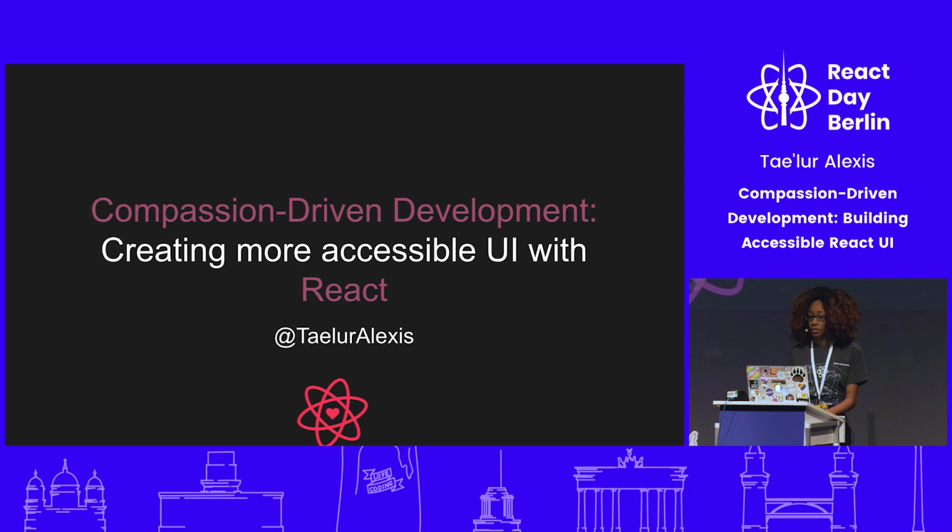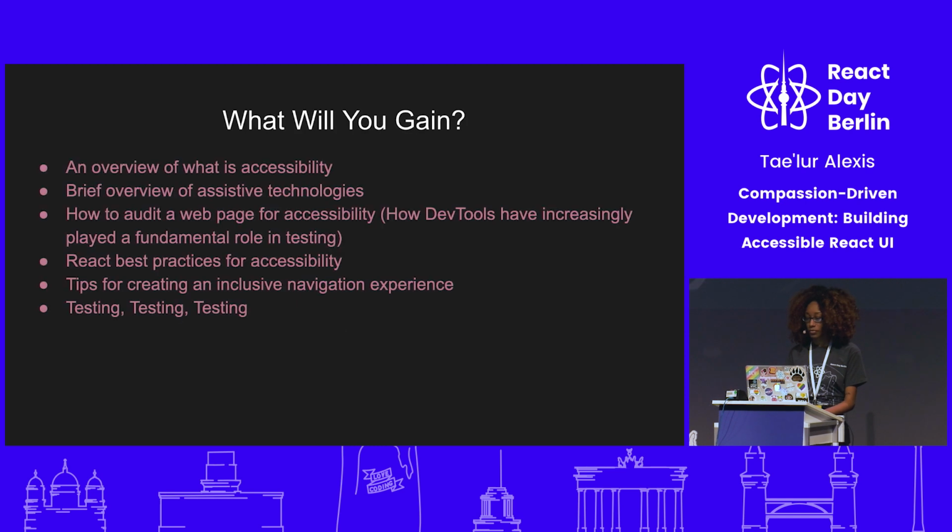And I will be presenting on compassion-driven development, which is creating more accessible UI with React. So, what will you gain from this talk? I will be going over an overview of what is accessibility, a brief overview of assistive technologies, how to audit a web page for accessibility, and how devtools can help with that, and its fundamental role in testing, some best practices for accessibility, and tips for creating an inclusive navigation experience, in particular routing and what Reach Router is, and how that benefits developers and ultimately users, as well as testing.